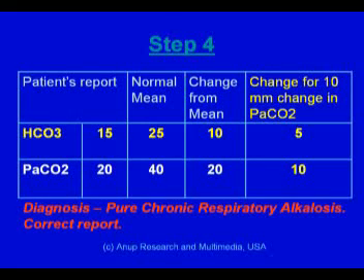So simple. 4 steps. First step, acidosis or alkalosis based on pH. Second step, PaCO2 in relation to acidosis or alkalosis. Third step, change in pH for 10 millimeter change in PaCO2. And the fourth step, change in bicarb for 10 millimeter change in PaCO2.